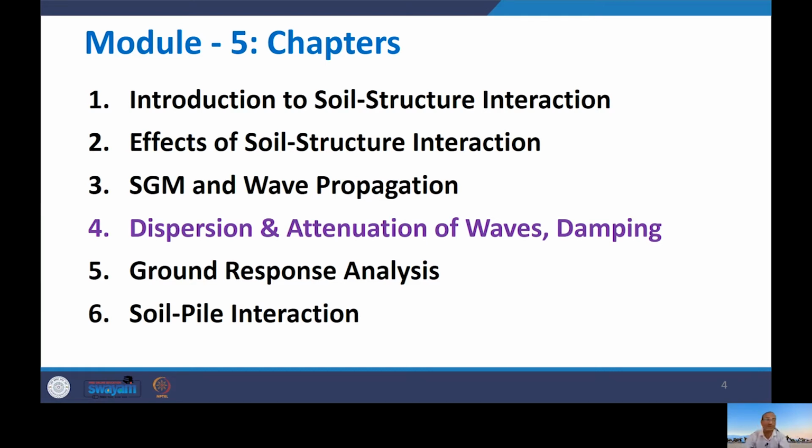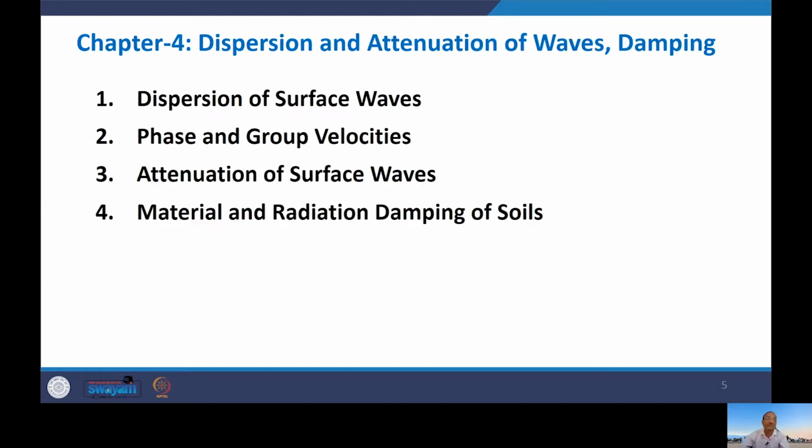So let's have this 4th chapter on SSI, which is very important for earthquake resistant design of foundations. What we are going to discuss today are dispersion and attenuation of waves and damping. One will be dispersion of surface waves, then phase and group velocities, then attenuation of surface waves, and material and radiation damping of soil. All 4 will be discussed. So let's start from the first one, the dispersion of surface waves.